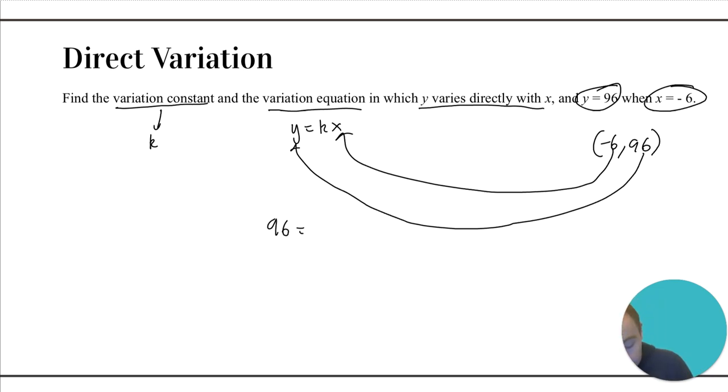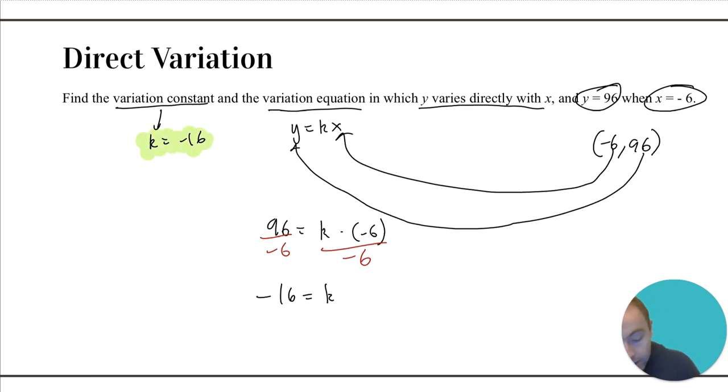So 96 has to be equal to whatever the constant of proportionality is multiplied by -6. Well, hey, we can actually solve that to figure out what the actual k value is, right? So we could just divide by -6 on both sides then. That's going to give us -16 equals k. So voila, we've answered the question of what the variation constant is. So the variation constant has to be equal to -16 as an answer there.